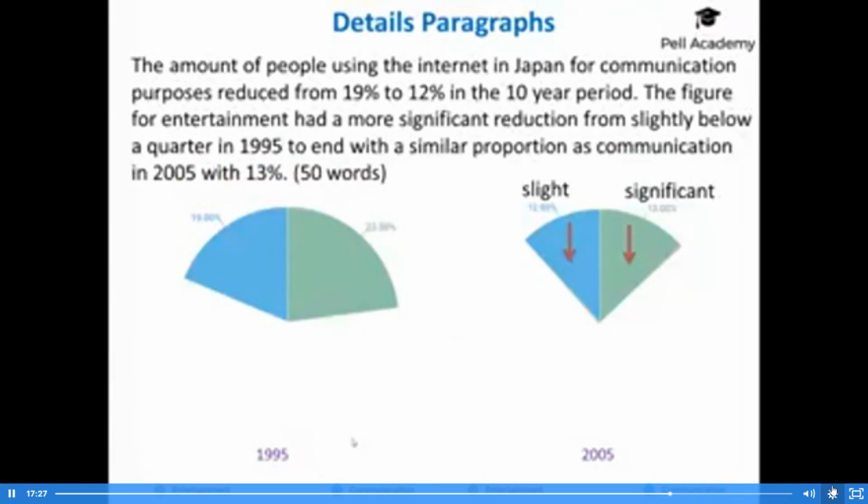Okay, so this is mine. The amount of people using the internet in Japan for communication purposes reduced from 19% to 12% in the 10-year period. Now, I just want to talk about this sentence before we continue to the rest of it.